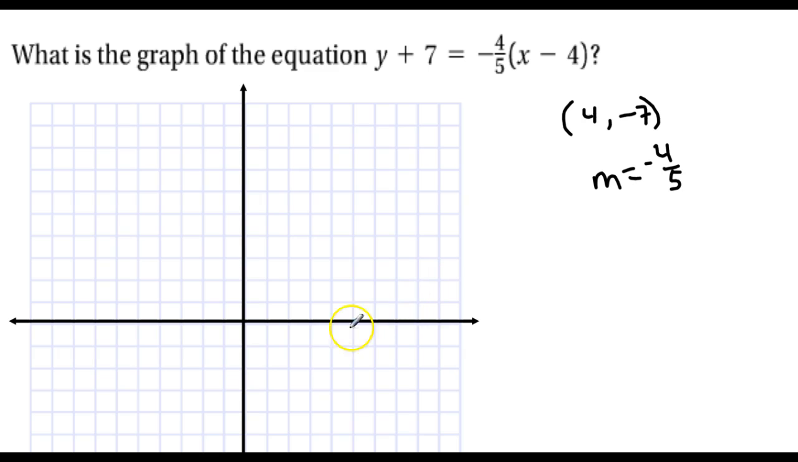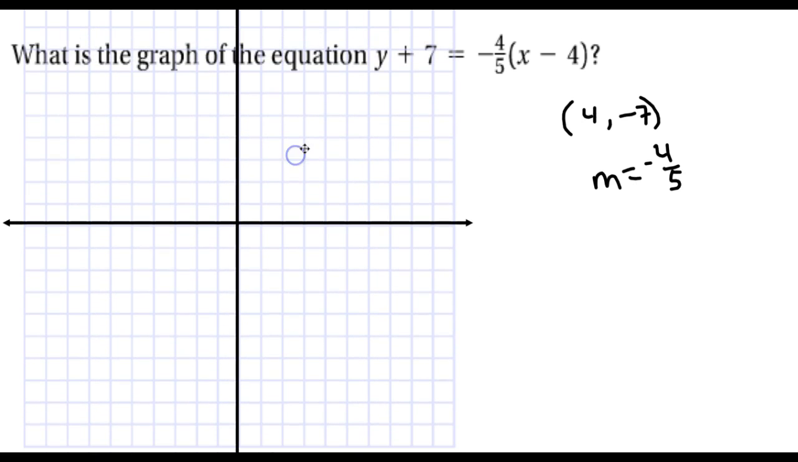So I first graph 4, negative 7. I might have to move my graph up to do that. So over 4, down 7. 1, 2, 3, 4, 5, 6, 7. And then I'm going to use the slope of negative 4 over 5. Well, I can't go down 4 anymore, so I'm going to go up 4 instead. 1, 2, 3, 4, and then to the left 5. 1, 2, 3, 4, 5.